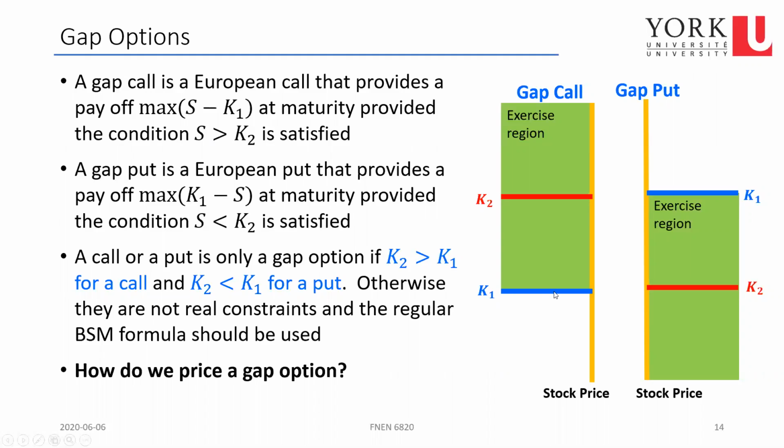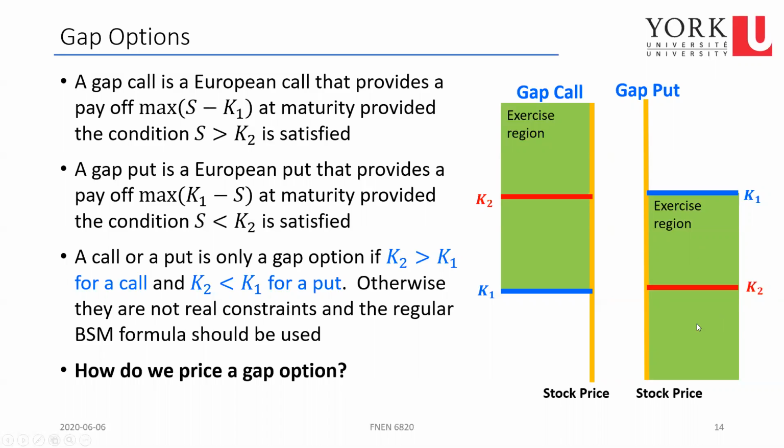So in this case, the actual payoff is calculated based on whatever the S price is minus K1. But the additional condition, S greater than K2, must be satisfied in order for this call to be eligible to exercise. Now, a gap put is defined similarly. It's a European put that provides a payoff.